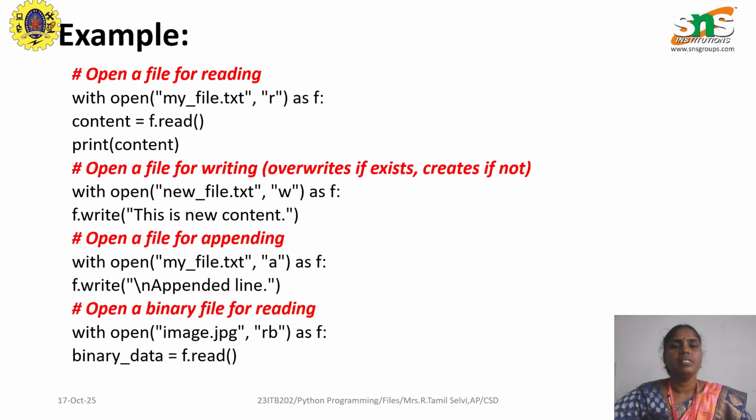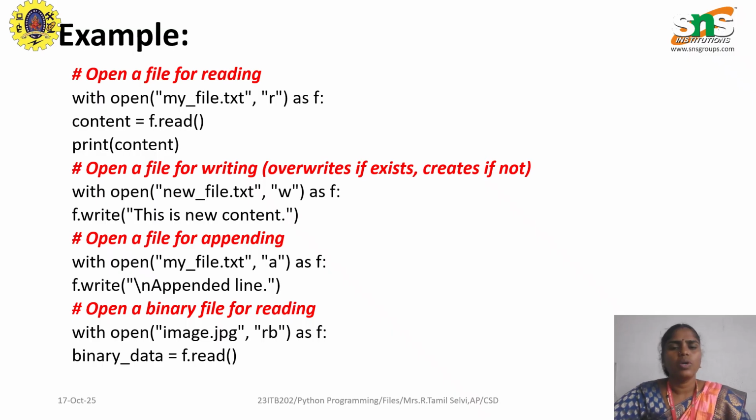Consider this example. This example illustrates the fundamental ways to open and interact with files in Python using different modes. Here, we are using the with statement. The with statement is the safest method for handling files because it automatically closes the file for you, even if your code runs into an error. Clear? So here we are opening the text file, myfile.txt, with mode r, that is, we are opening the file for reading purpose. Clear? Then we are using the print function to print the content.